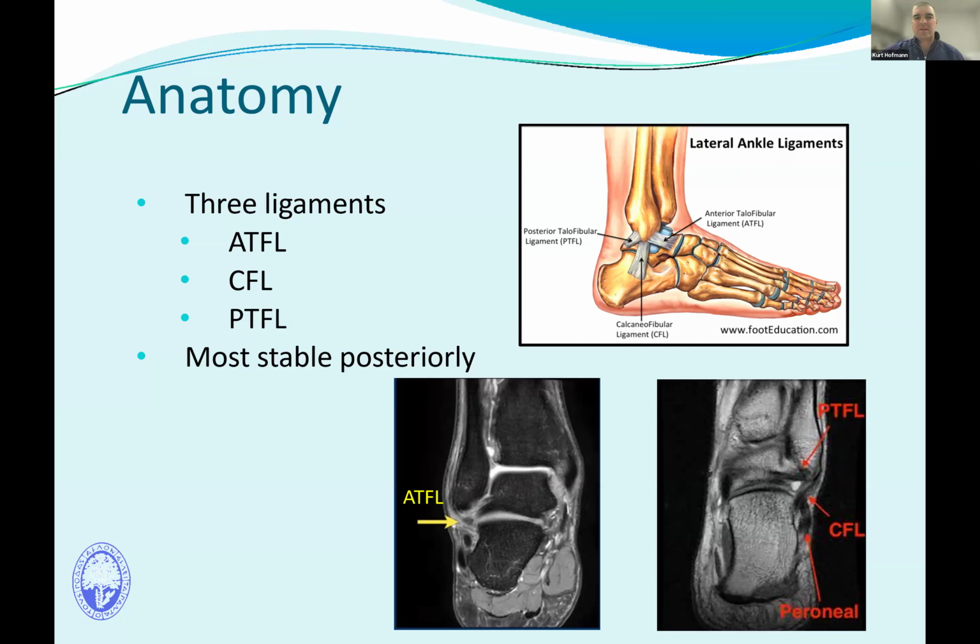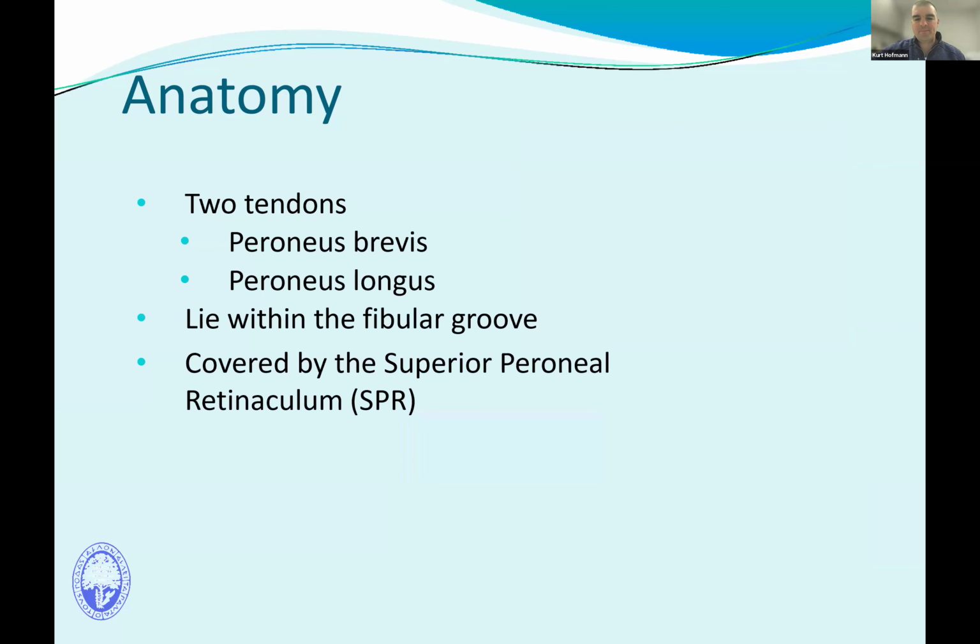There are certainly subluxation events that can happen, but what we're going to talk about tonight is really instability, which is not necessarily a subluxation event, but more of a laxity type of event. So that really affects the ATFL and the CFL. You can see these depicted in red on the image to the right and yellow on the image to the left. We'll see some other MRI scans, but just to get you oriented, this is over the lateral aspect of the ankle primarily.